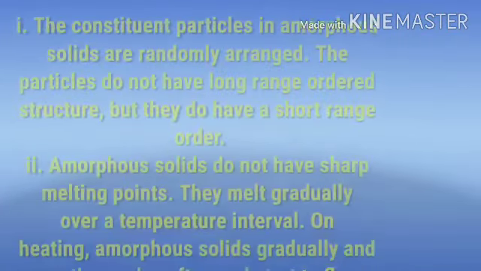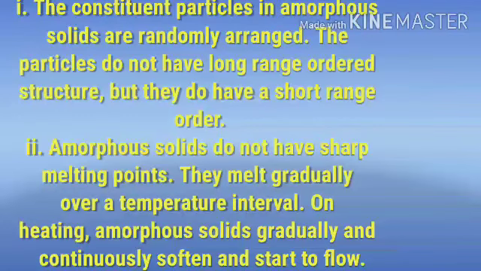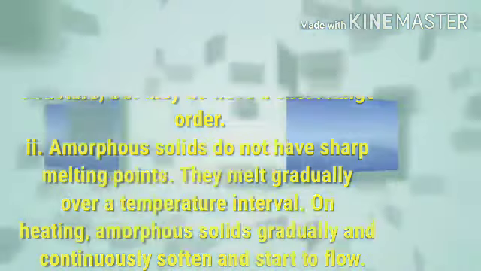First one, the constituent particles in amorphous solids are randomly arranged. The particles do not have a long-range ordered structure, but they do have a short-range order. Second, amorphous solids do not have sharp melting points. They melt gradually over a temperature interval. On heating, amorphous solids gradually and continuously soften and start to flow like liquids.